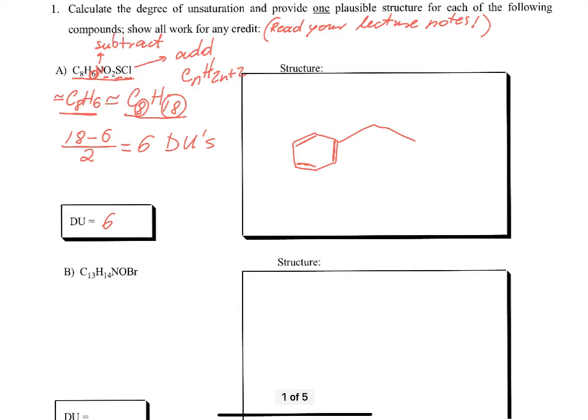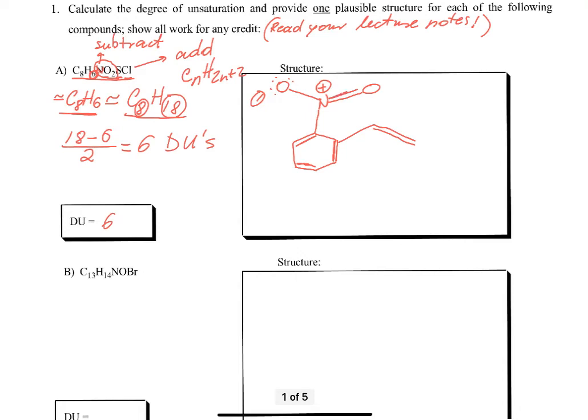I need 2 more. I will construct a double bond. So now we have styrene, that's 5 degrees of unsaturation, and I need 1 more. Looking at the formula, I see that I have NO2 or nitro unit. Nitro substituent has 1 DU built in because when you draw it out, you see that nitrogen will have oxygen connected by double bond and another oxygen connected by a single bond. So there is a formal negative charge on oxygen and a formal positive charge on nitrogen.